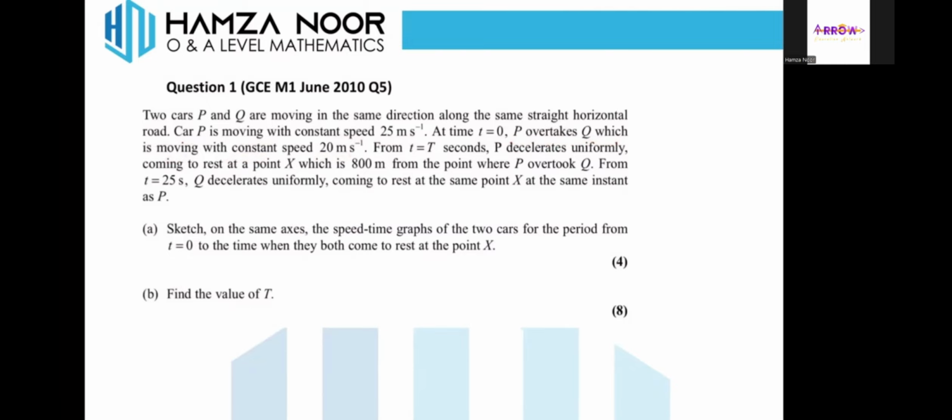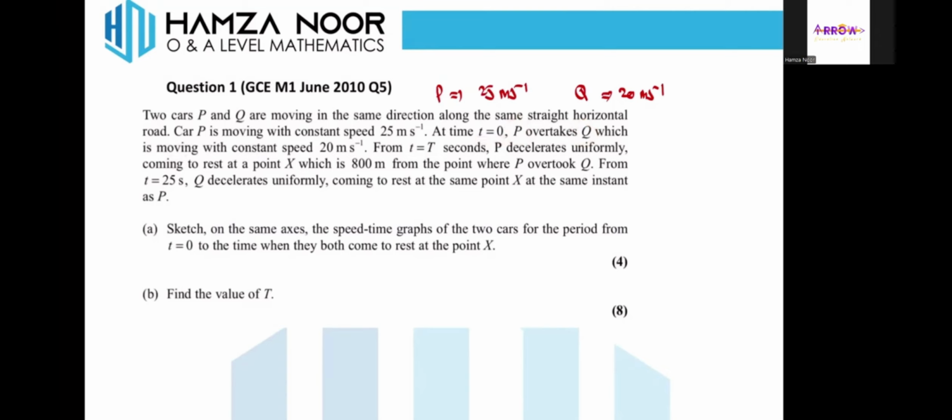As we can see, car P is moving with a constant speed of 25 meter per second. And car Q is basically moving with a constant speed of 20 meter per second. And at time t is equal to 0, car P overtakes Q, which means that the journey is starting from the point where car P overtakes car Q. Car Q is moving with a constant speed of 20 and P overtakes it. And since the point of overtaking, our journey starts.